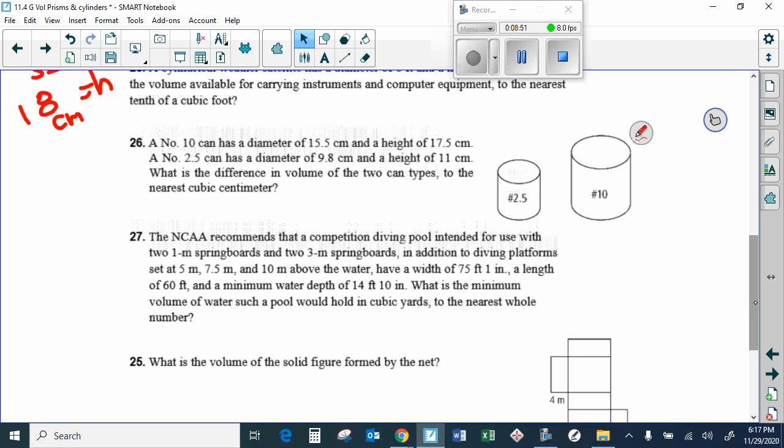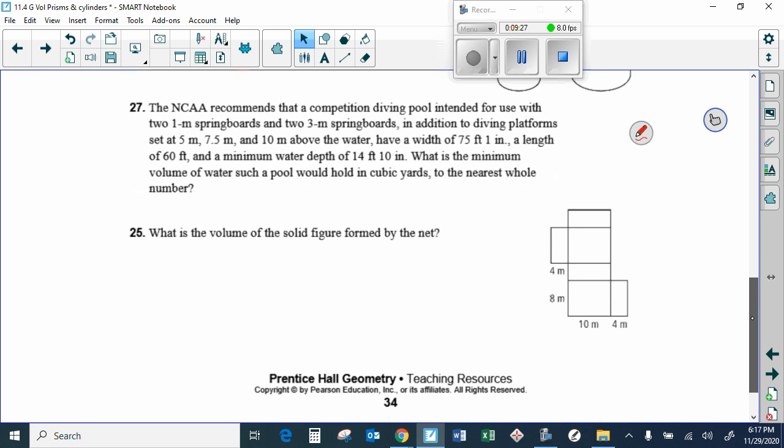Here, what's the difference in volume? Difference means subtraction. So find the two volumes and subtract. What's the minimum volume of water such a pool would hold in cubic yards? The nearest whole number. So calculating the volume of a pool, it must have told you somewhere what the shape is. Width and length and depth. So it's a rectangular pool there.